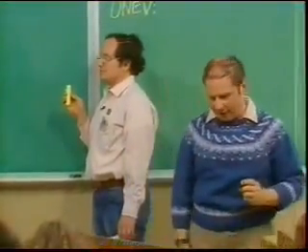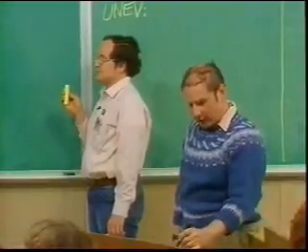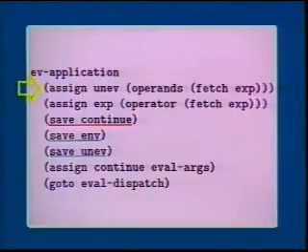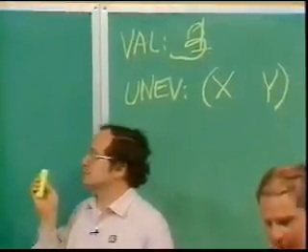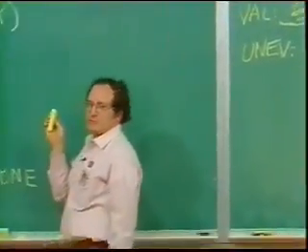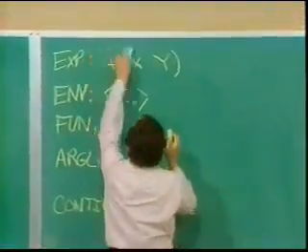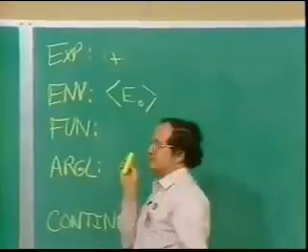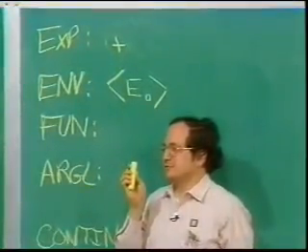Okay, so we're at ev application. Assign to unev the operands of what's in the expression register. Okay, those are the operands. Unev's a temporary register where we're going to save them. Pipelining. Okay? Assign to exp the operator. Now notice we've destroyed that expression in exp. But the piece that we need is now in unev.